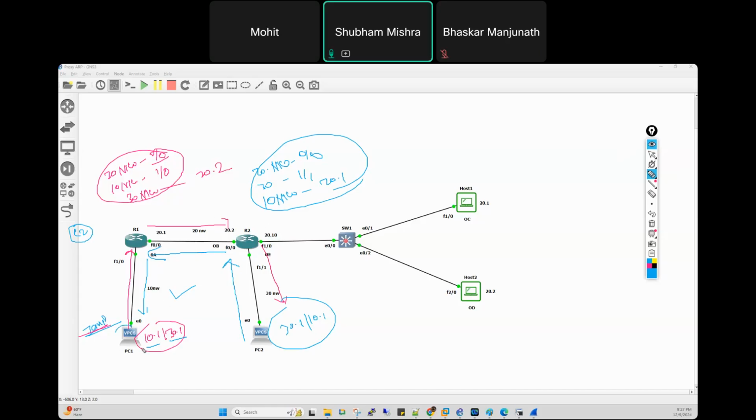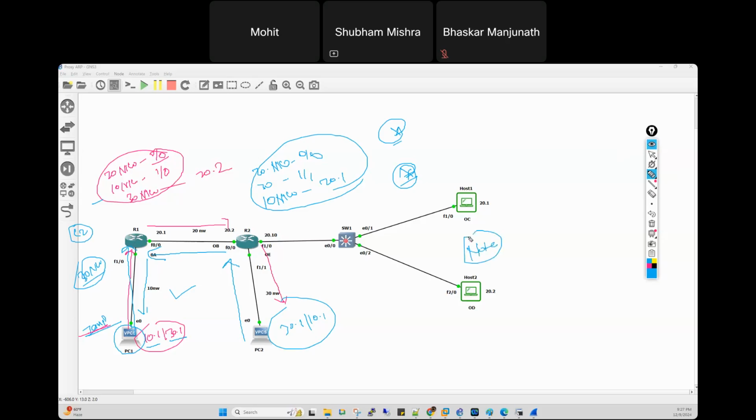Guys, whenever this ICMP packet will reach the router, what is Router 1 checking? Router 1 is checking for the 30 network, do I have anything present in my routing table, yes or no? Done? Router number 1 will find two things. Please focus, very important thing, because the interviewer will try to ask you questions from here.